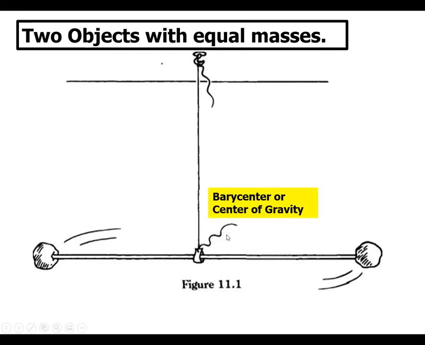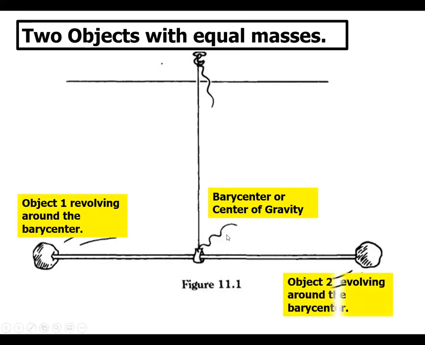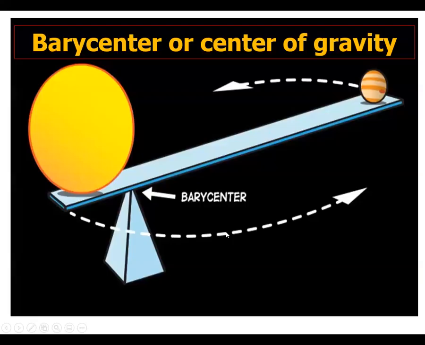And the barycenter is also known as the center of gravity. Now, the barycenter or center of gravity, as you can see here, this object here has a bigger mass than this object here. Thus, the barycenter is closer to the bigger object.